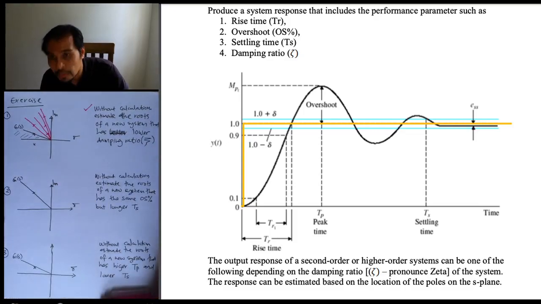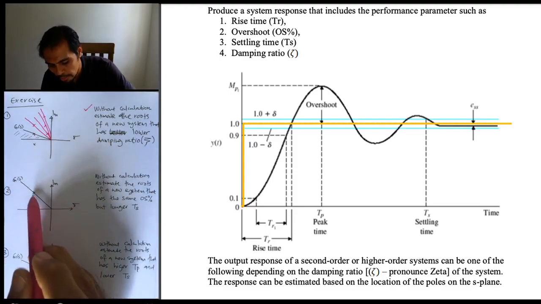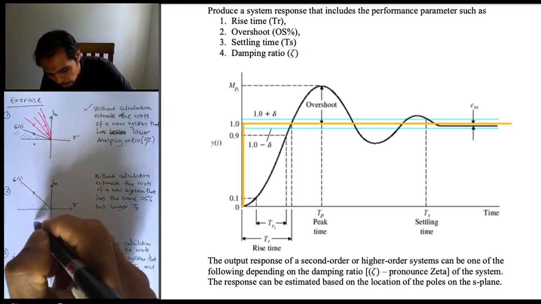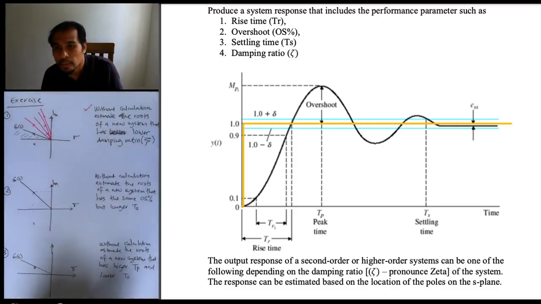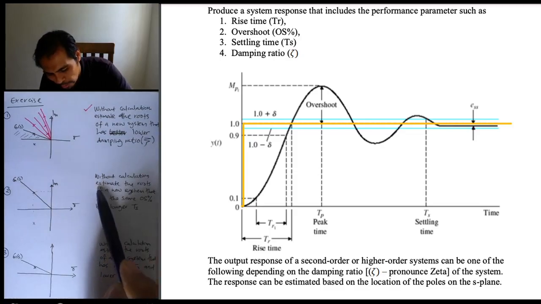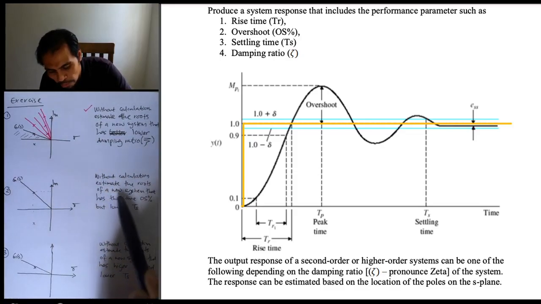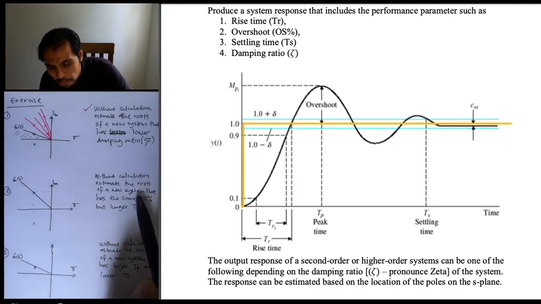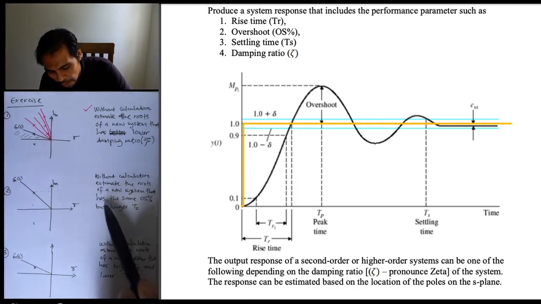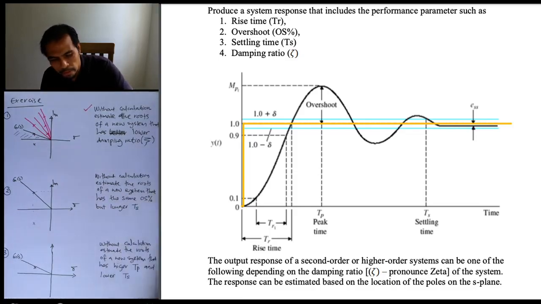Now try exercise number 2. The same thing, we have G1 here, right? Of course, we have one more on this side. Now, without calculation, again, estimate the roots of a new system that has the same overshoot but longer TS. We know that the TS is a function of 4 divided by zeta omega n, right?